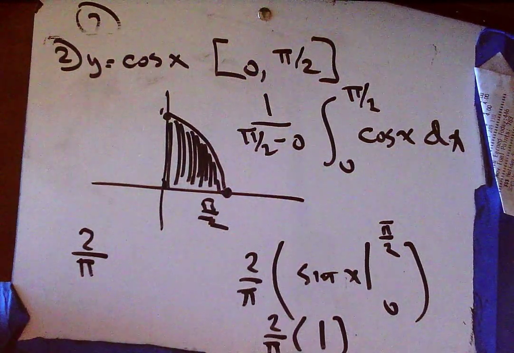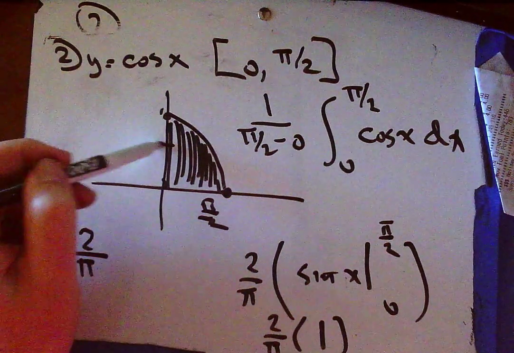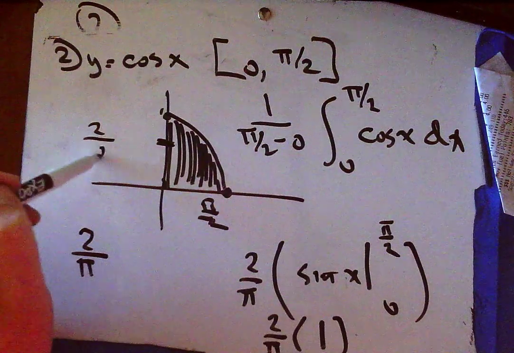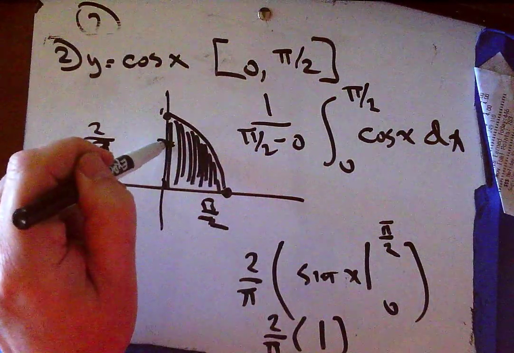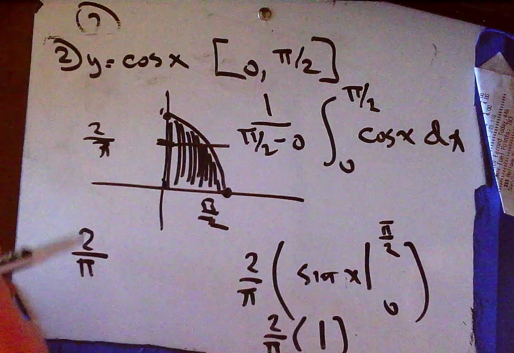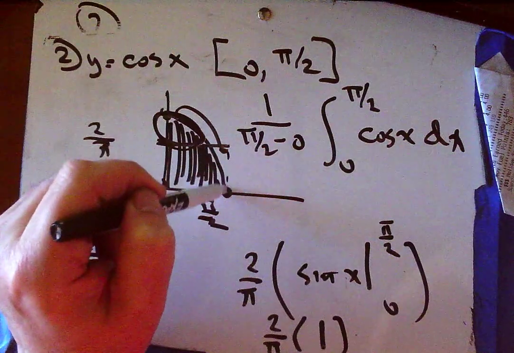2 over pi is between 0 and 1, and so I feel pretty confident that the average of this infinity of heights is 2 over pi. And that means that this could fit in here, if drawn to scale. All right, part 3 of station 7.